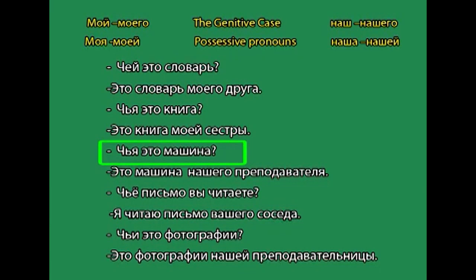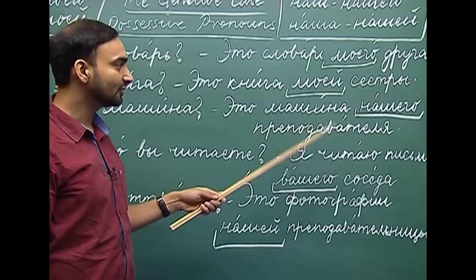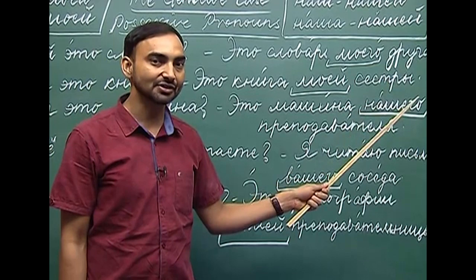Next question. Чья это машина? Whose is this car? Это машина нашего преподавателя. This is our teacher's car. So here as you can see, наш has become нашего. Наш becomes нашего in the genitive case.